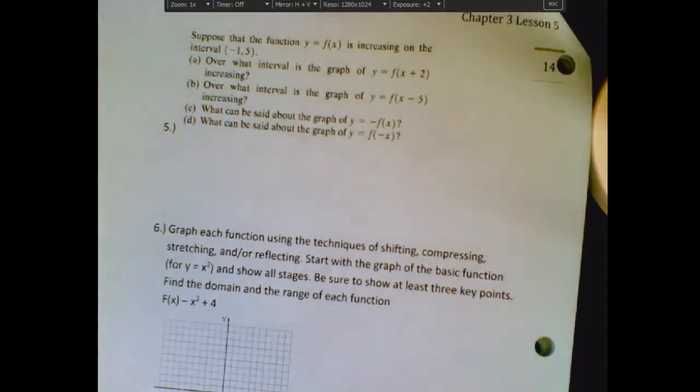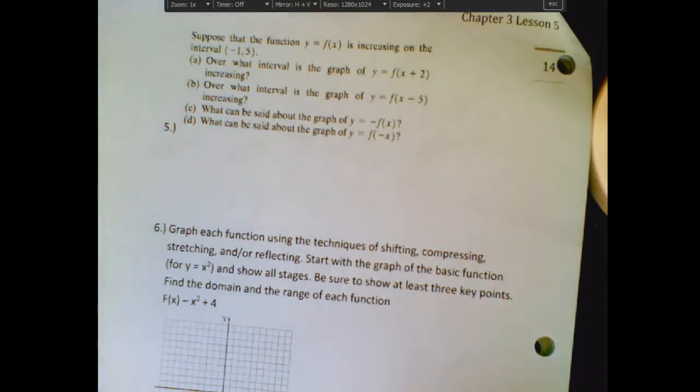Next example, 4. So we're looking at the graph of y equals f of x. So we're just looking at a general function. Over what interval is this function increasing?